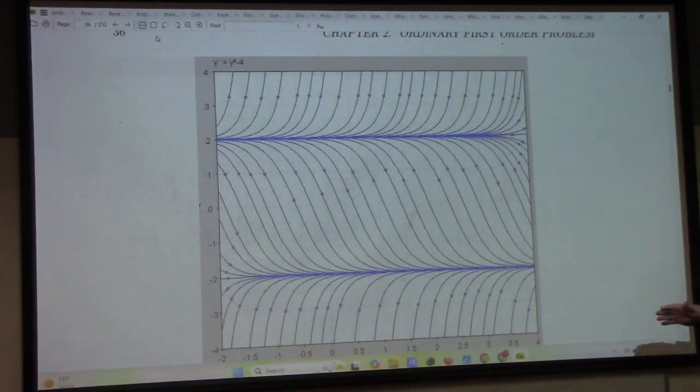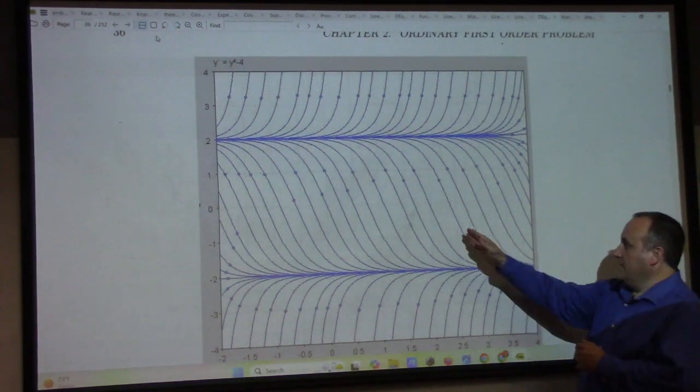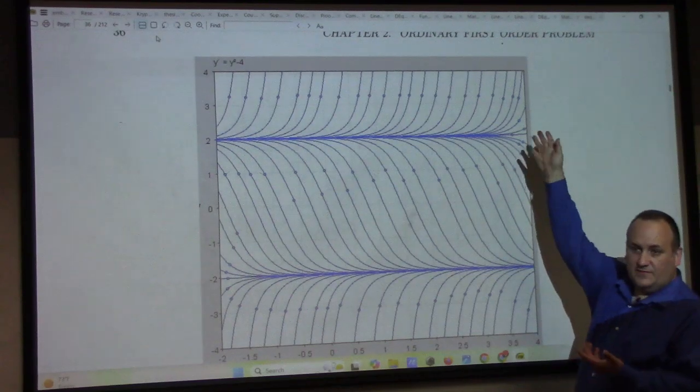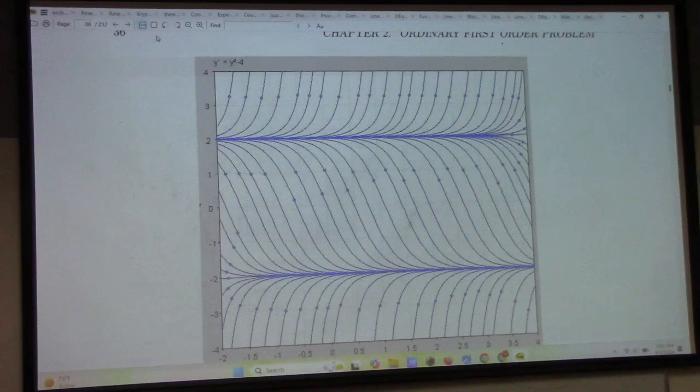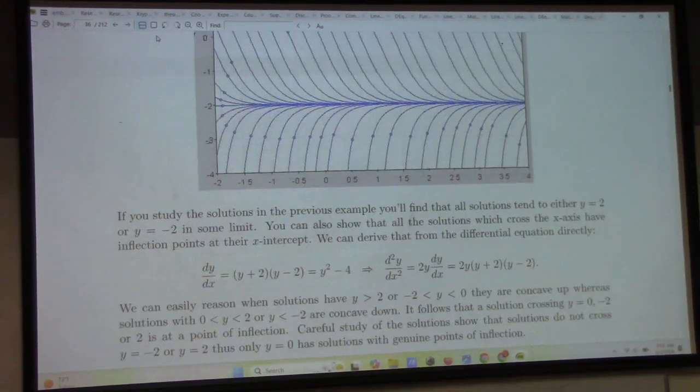But as you can see, these solutions are increasing down here. They're decreasing here, and they're increasing up there, just like we want. Now, this kind of mathematics you'll find in something called logistic growth.